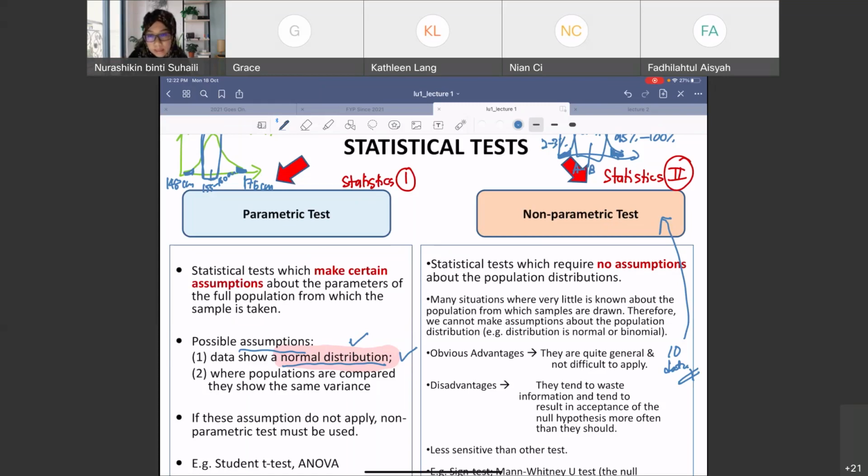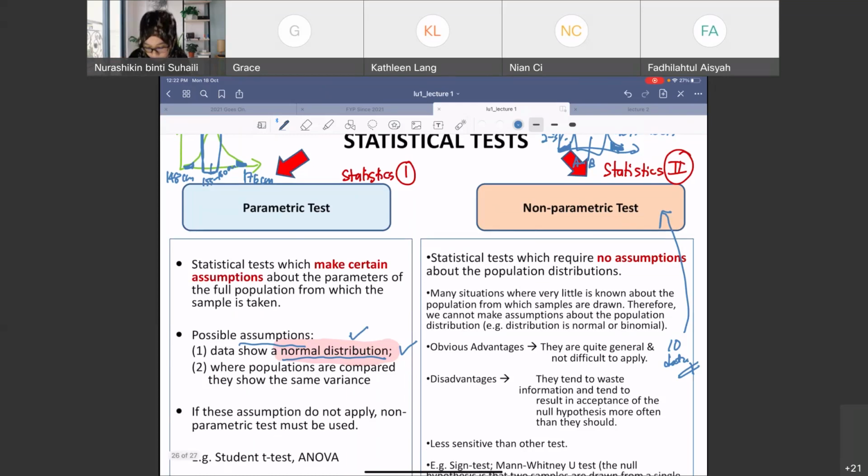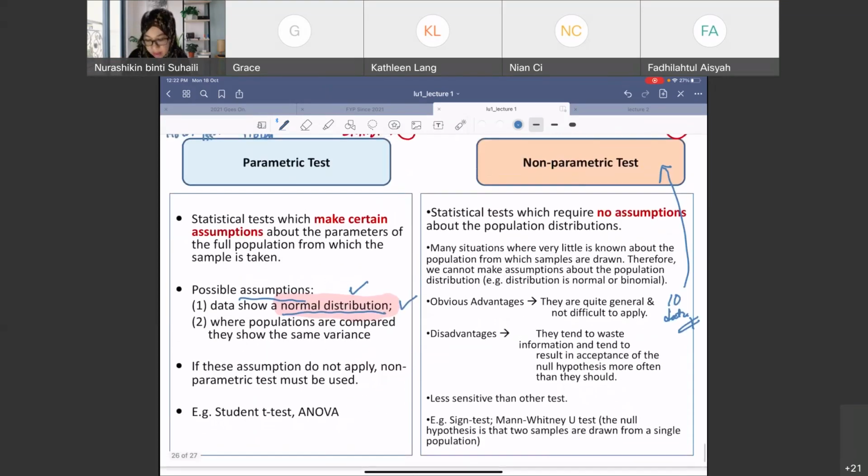And non-parametric tests are also used for data that we don't make assumptions about because, for example, just now, the data is too small and maybe we don't have much idea about it. Okay, that falls under the non-parametric type of data.